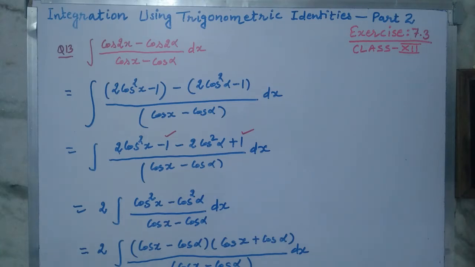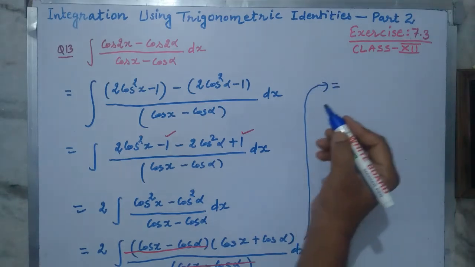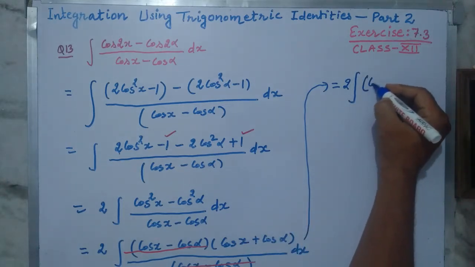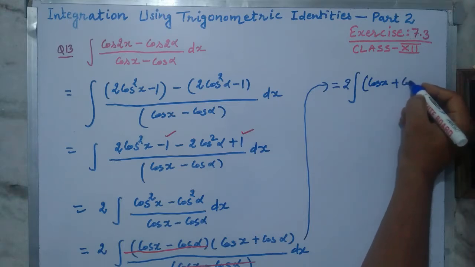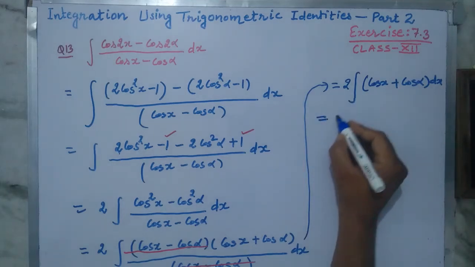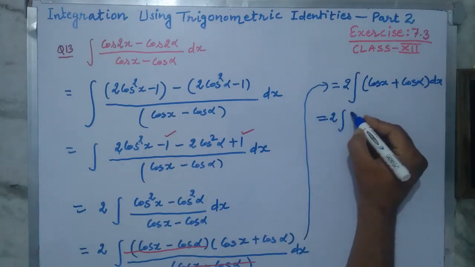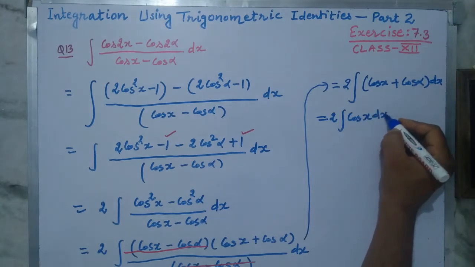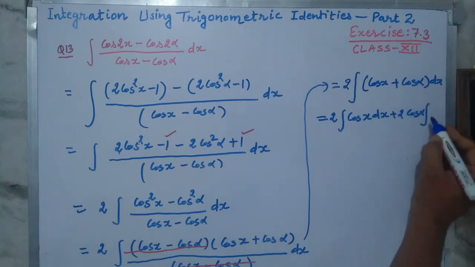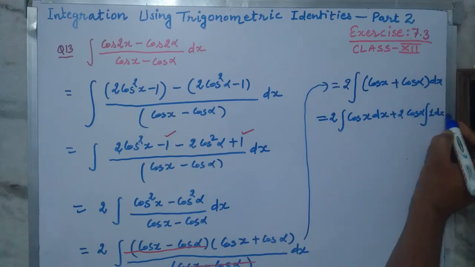So again what we see, this factor is common in numerator as well as in denominator, so it gets cancelled. So what we are left with is 2 times integration of (cos x plus cos alpha) into dx. Now my dear students, we can write this as 2 into integration of cos x into dx plus 2 cos alpha. This whole cos alpha is constant, so inside we are left with only 1.